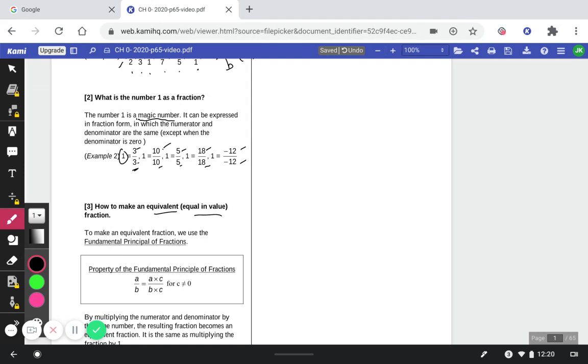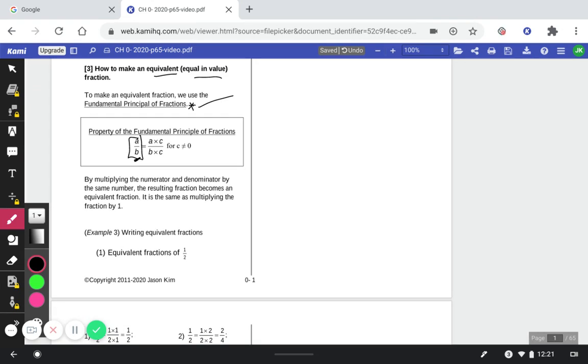To make an equivalent fraction, we use the fundamental principle of fractions. The fundamental principle of fractions says that for a over b, you can multiply any number on top and bottom. As long as it's the same number you're multiplying, the result is equal to the original fraction, providing the number you're multiplying is not 0. So by multiplying numerator and denominator by the same number, the resulting fraction becomes an equivalent fraction. It is the same as multiplying the fraction by 1.